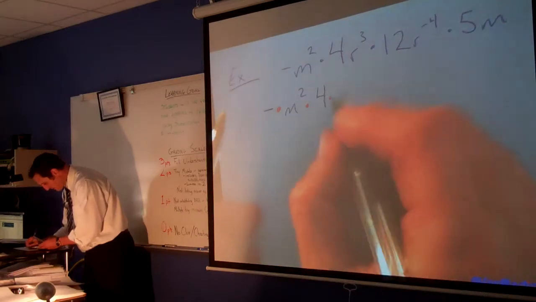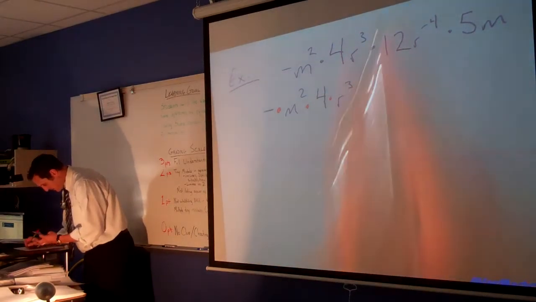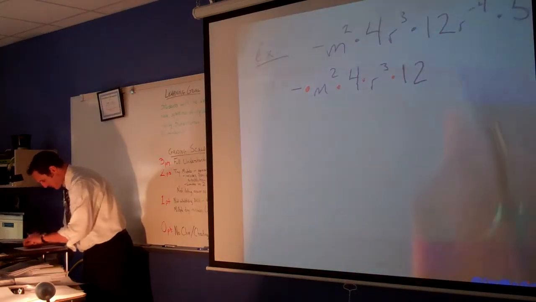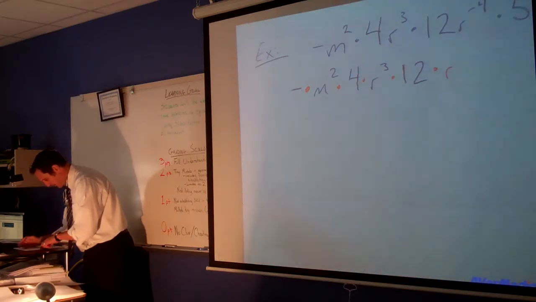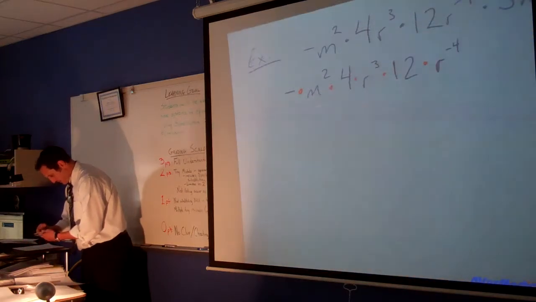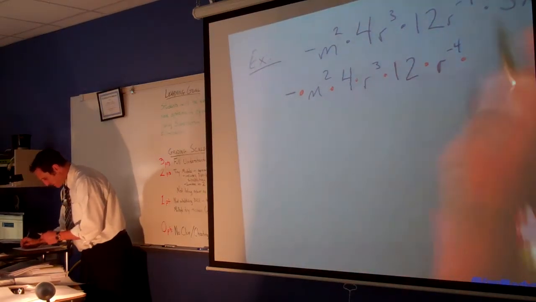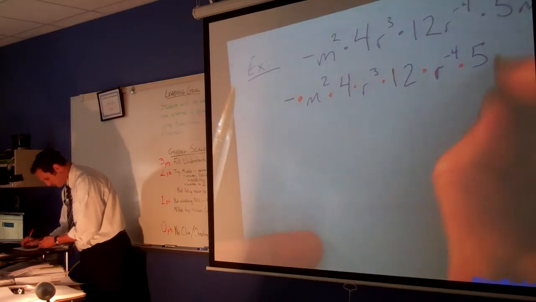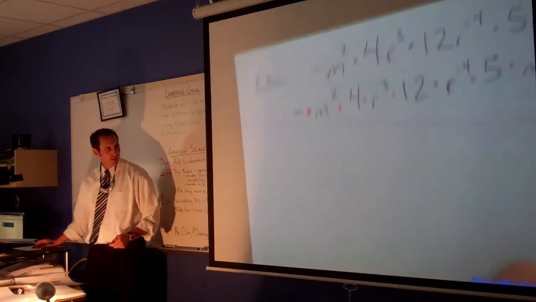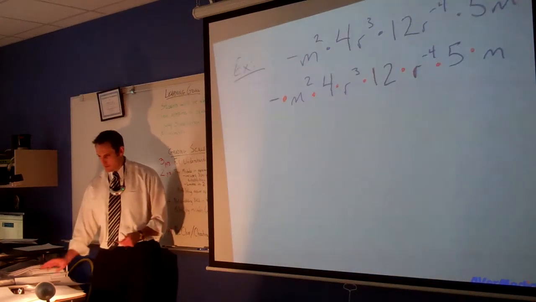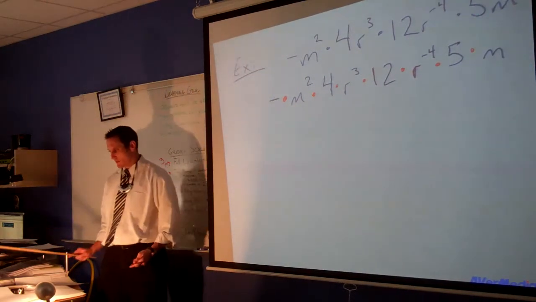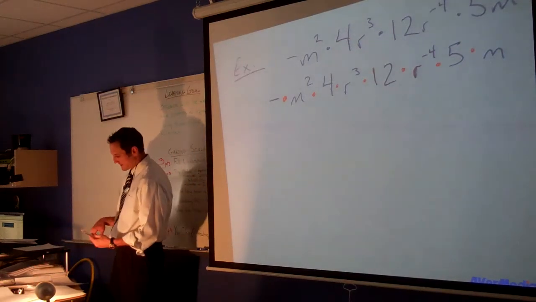Remember, this whole thing is multiplication. And then we have times 12. And then times r to the negative 4. Changing colors is kind of hard. Times 5 and times m. So recognizing that all of this is multiplication, and also knowing that that negative sign is operating on its own. It's not being included in the raising to the second power. So you have to be able to recognize that.